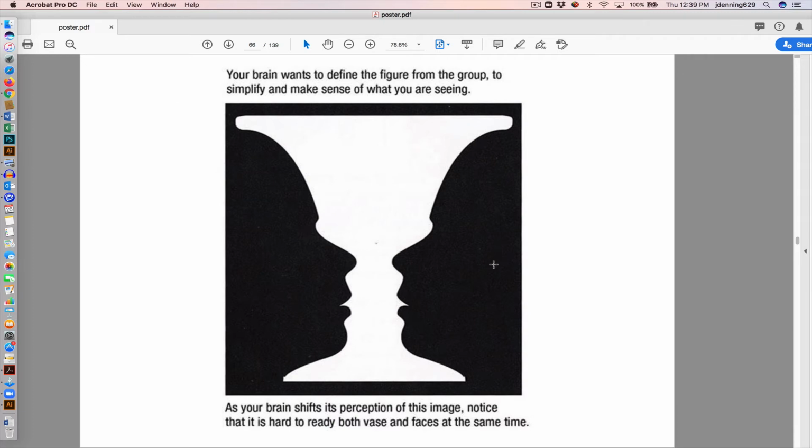So there's kind of interesting things that happen with the brain when we have positive, negative shape ambiguity. Our brain can shift its perception of this image. When you first looked at the image, you might have seen the faces or you might have seen the vase. It's interesting how your brain shifts back and forth between the vase and the faces. So the positive and negative of this design is flip-flopping back and forth.